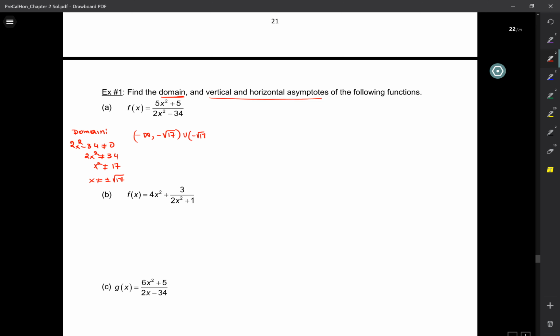Negative root 17 to positive root 17, and positive root 17 to infinity. That's the domain. Now, let's talk about the vertical asymptotes.